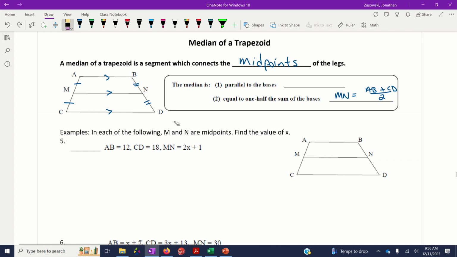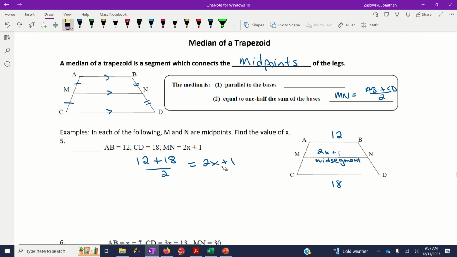All right, so the equation we'll be able to create is that MN is equal to AB plus CD divided by 2. So let's apply that to the first question here. For starters, we can label those segments on our diagram. And remember that because M and N are midpoints, this line is going to be the mid-segment. So the equation we're going to create is that the mid-segment, the median here, is the average of the two bases. So we're going to add 12 and 18, divide by 2, and it's going to equal that median, mid-segment here, which is 2x plus 1.